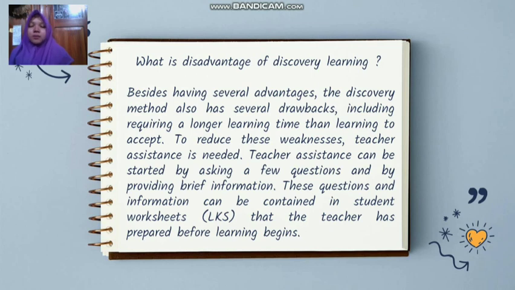Teacher assistance can be started by asking a few questions and by providing brief information. This question and information can be contained in a student worksheet or LKS that the teacher has prepared before learning begins.